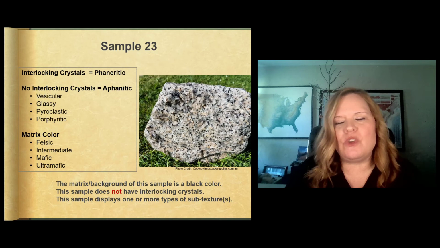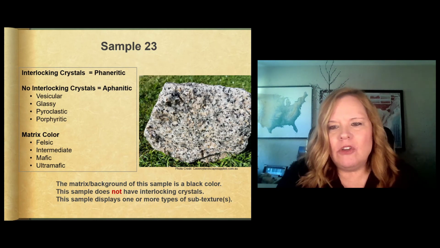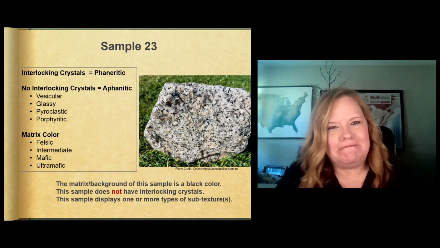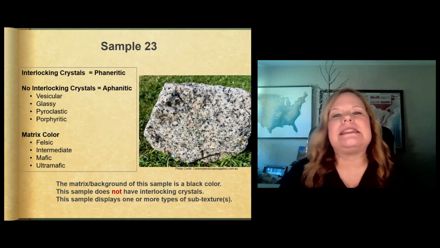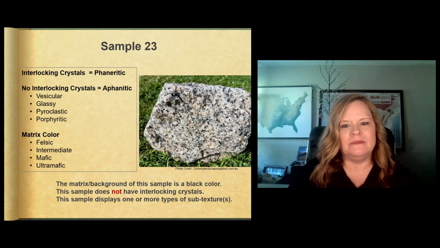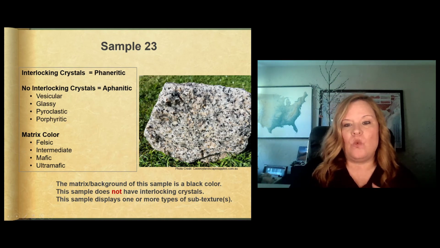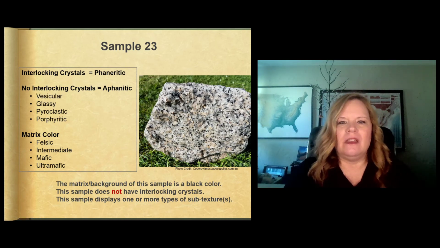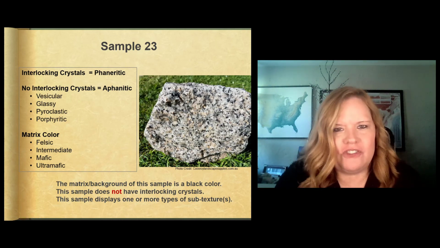Moving to 23. Look at this thing. I bet you're like, I know what it is. Awesome. Go through the process. Does it have interlocking crystals or not? I see lots of black and white, and they are sandwiched, smashed together. All right, that's a start. So we know it's phaneritic.